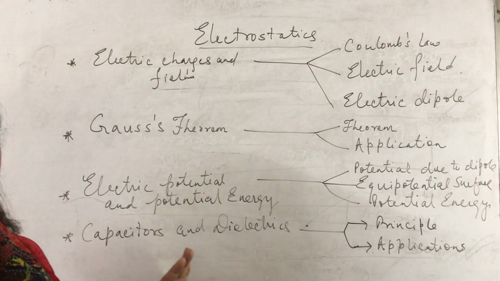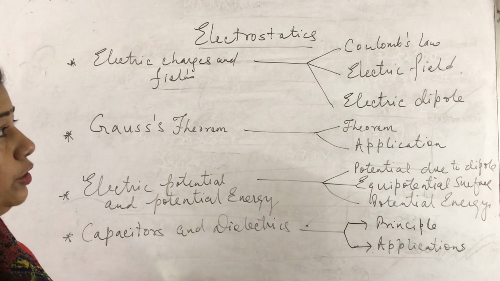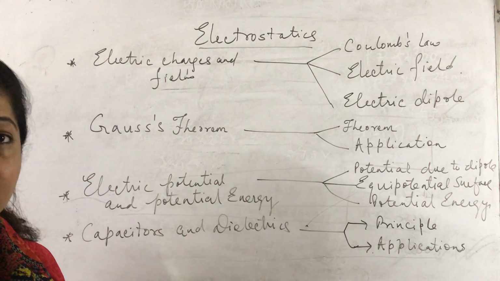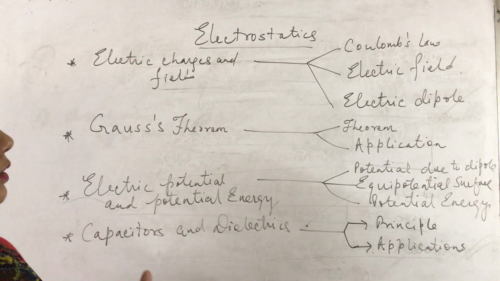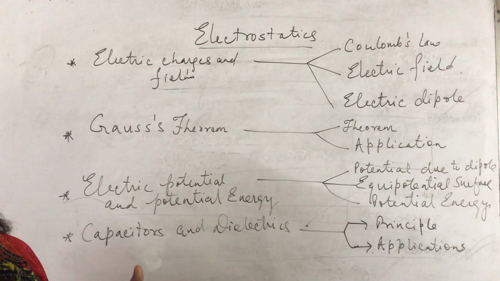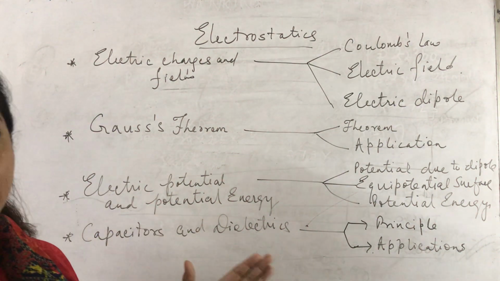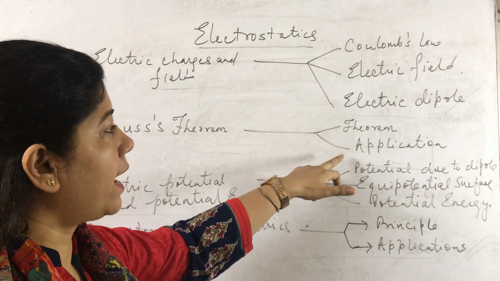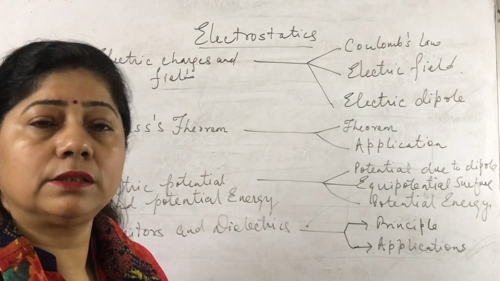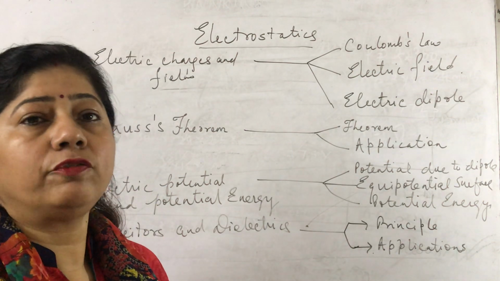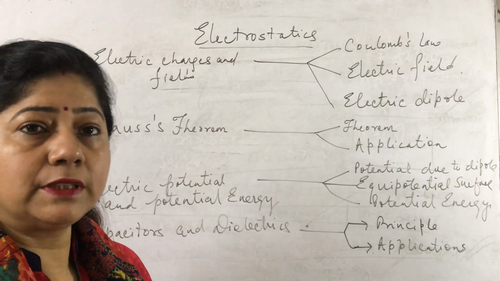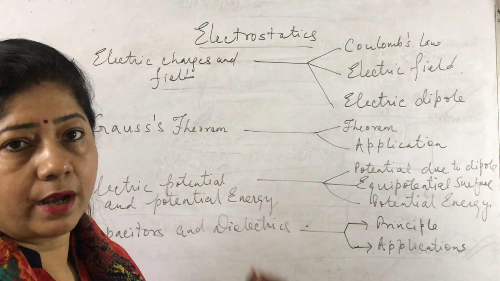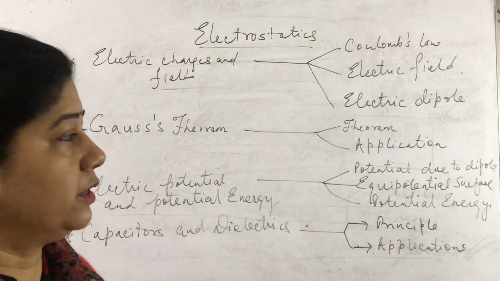When you do electric field, you need to know the properties of the electric field also, and when you're doing the electric dipole, you have to deal with the axial line and the equatorial line. The next important part is Gauss's theorem. In Gauss's theorem there are two parts, theorem and application. When you are doing the theorem, you have to do the proof also. The proof is equally important. And the next part is the applications.